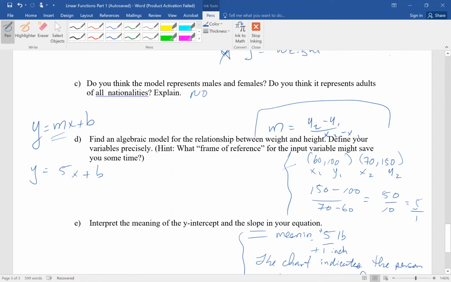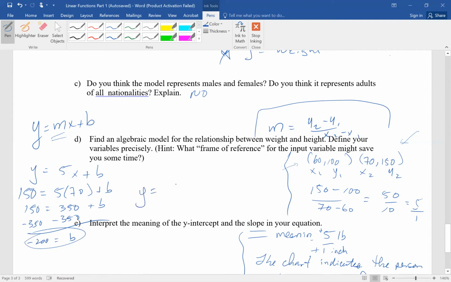You could plug in the first one. And you know what? This time let's plug in the second one. 150 for y. And you can test me. Go ahead and plug in the other point on your own time and see if we get the same answer. So 150 equals 350 plus b, minus 350, minus 350. So b here is going to equal negative 200? So now I found my y-intercept. So my function, remember you have to write the final answer. This is like the end: 5x plus negative 200.